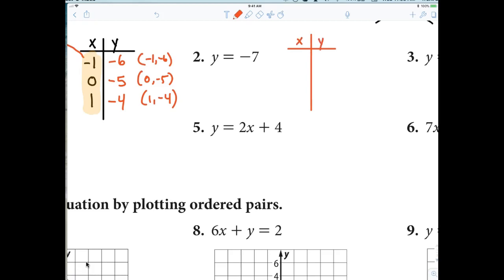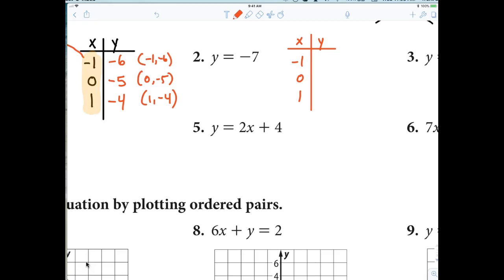X, Y. What do I want you to put in for X? Yep, -1, 0, and 1. So if I plug -1 in for X, what's the Y? It's -7. Very good. Because there is no what?